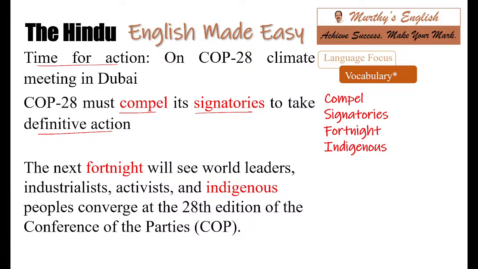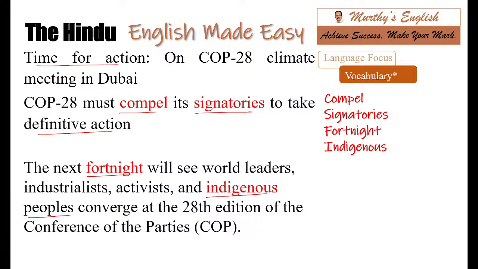How does it start? The next fortnight. What is the meaning of the word fortnight? Those who signed. Yes, Sajid, that's right. 2 weeks, yes. The next fortnight will see world leaders, industrialists, activists, and indigenous peoples.